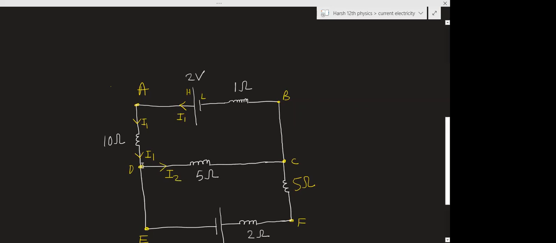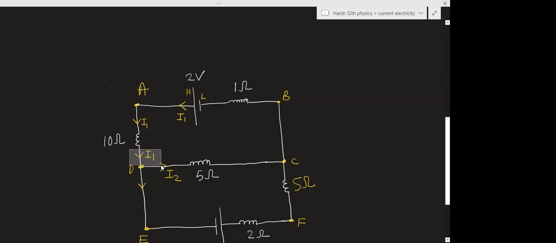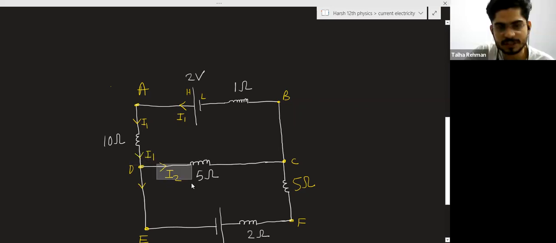Why is the current changing? Because here is the junction, branching. Due to the branching the wire changes and the current changes. So what is the value of current here in this direction? From I1, I2 current goes in this direction.